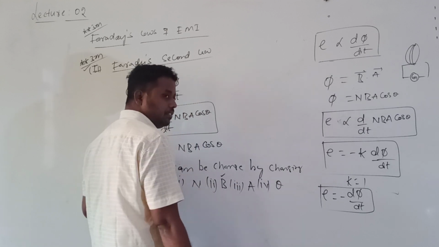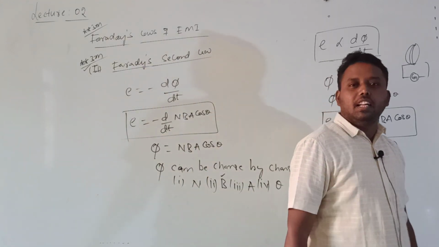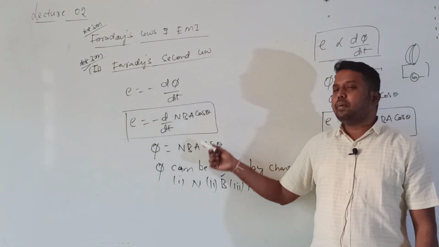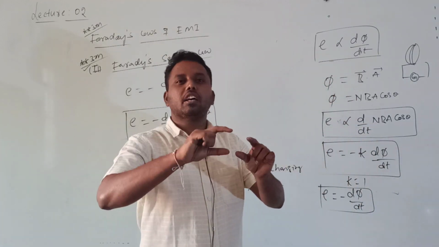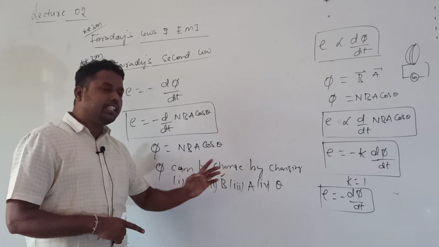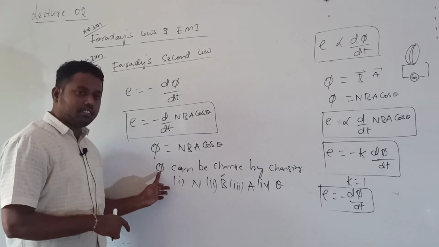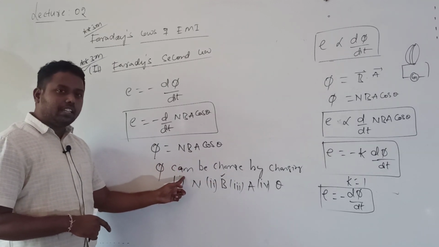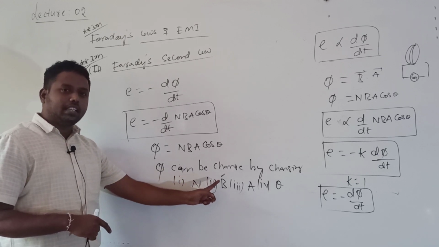Flux can also be changed by changing the theta value. So what is theta? Theta is the angle between B bar and A bar. By rotating the coil continuously, the theta value changes. By changing theta, you can change the flux. In order to change the flux, these are the four methods.